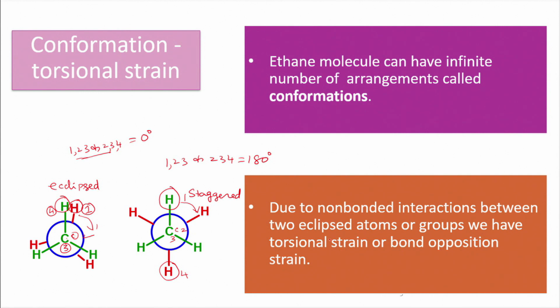The torsional strain occurs due to the non-bonded interaction between the two eclipsed hydrogens, because the hydrogen in the front and the hydrogen in the back are not bonded to each other. When the non-bonded hydrogens are placed one after the other, eclipsing each other, then we have something called torsional strain or bond opposition strain. So, this is what is called the torsional strain.